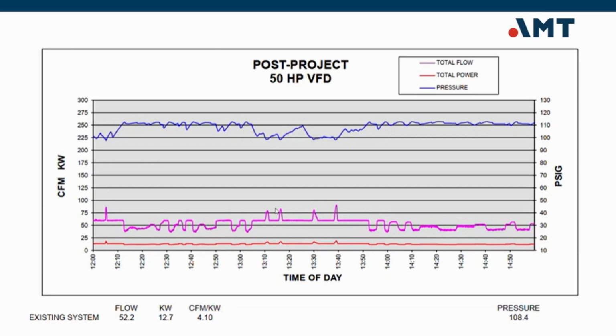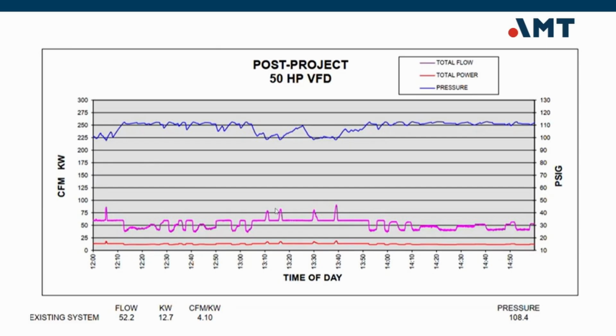The pink line shows total flow and the red line shows total power. Notice how power now tracks much more closely with airflow demand. Instead of jumping between load and unload states, the compressor adjusts motor speed gradually to match the real-time demand. That is the key advantage of a VFD. A VFD lets the compressor modulate output continuously. When demand drops, motor speed slows. When demand increases, speed ramps up. As a result, cycling is significantly reduced, pressure stability improves, and energy use becomes proportional to actual airflow demand.